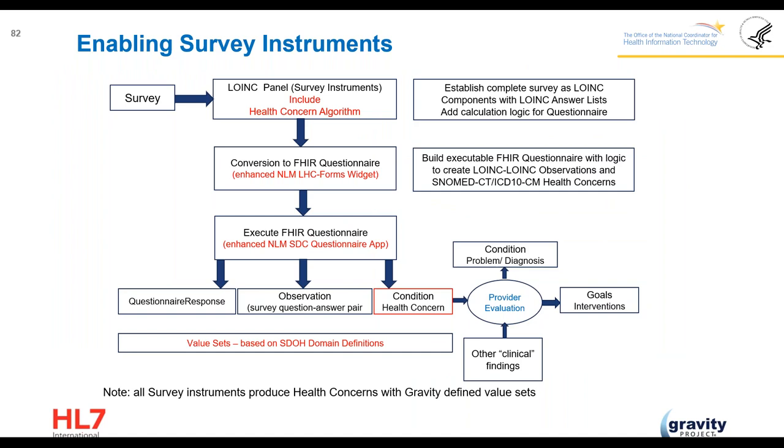We have defined the process for automating survey instruments or assessment instruments using LOINC-coded surveys and being able to use open source tooling to create FHIR questionnaires, deliver those questionnaires, and ultimately produce a set of FHIR-based resources. Questionnaire response, observations recording the particular question and answer or answers, and then condition or health concerns, which indicate particular problems that an individual may have based on the survey.